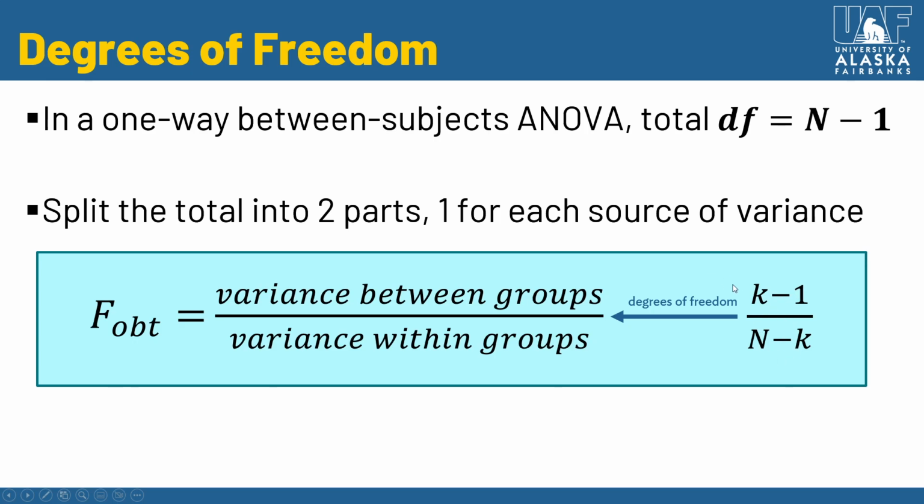And so you'll notice here at the top, we're referring to variance between groups. We're only interested in the number of groups. We're only looking at that in our calculation of degrees of freedom. And variance within groups, we're looking at across all participants minus the number of groups. That's how we're calculating those degrees of freedom.